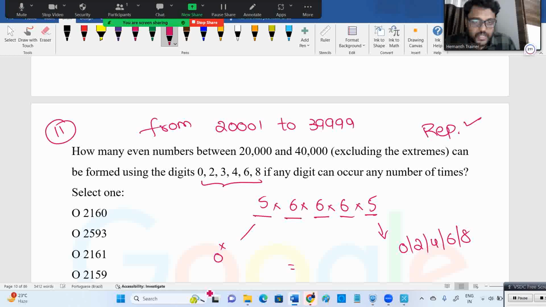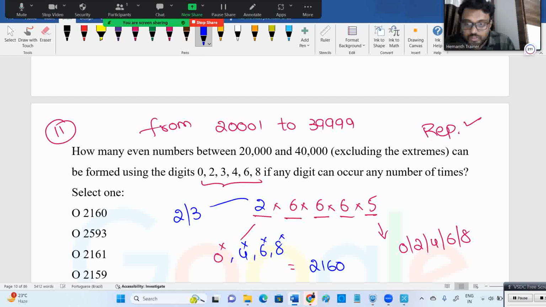Now they're asking how many even numbers between this. Yeah, sorry, this cannot be 5 also. Wait. This cannot be 0. I cannot use 4. I cannot use 6. I cannot use 8. I can use only 2 ways. It can be 2 or 3. Because if I use 4, I got more than 40,000. 6, 8, no. 0 cannot be used. Only 2 ways. So this is 2 into 30, 180, 1080 into 2 is 2160, but answer is 2159.